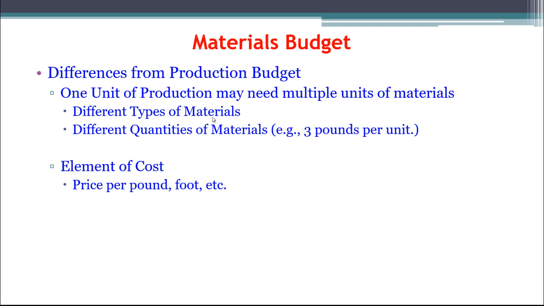So there are different types of materials, but there are also different quantities of materials. Even though we're producing 1 unit of a product, it might require 3 pounds of a raw material. So there's one more thing we need to multiply by, and there's yet another thing we need to multiply by to get a price. The price per pound, price per foot, whatever our material is.